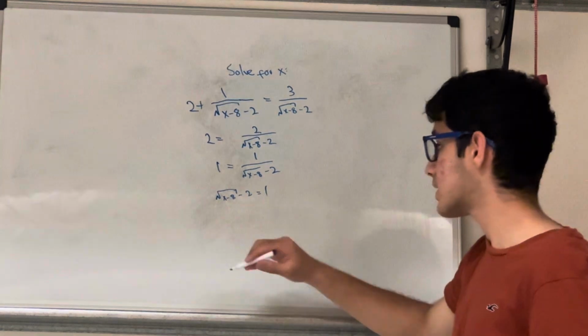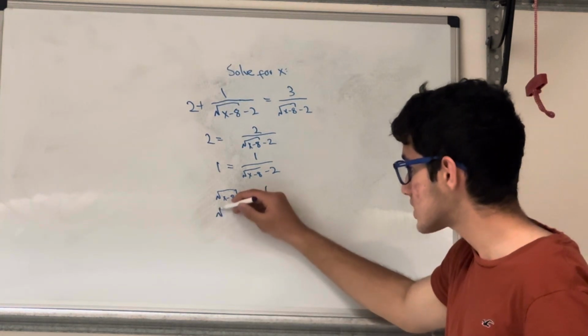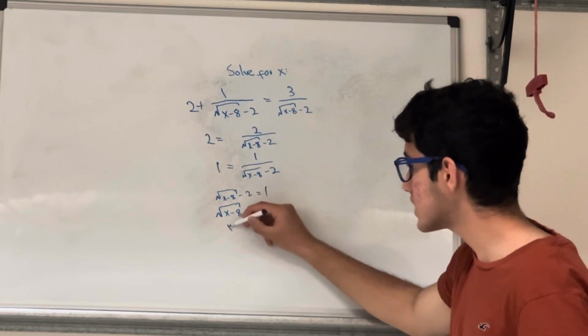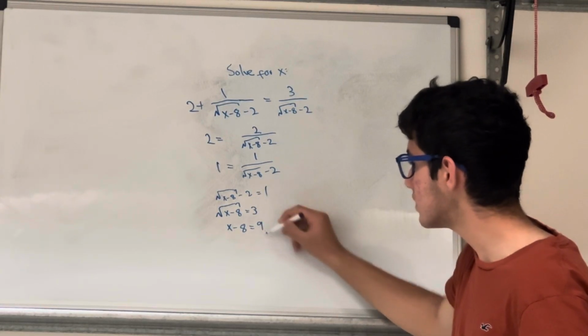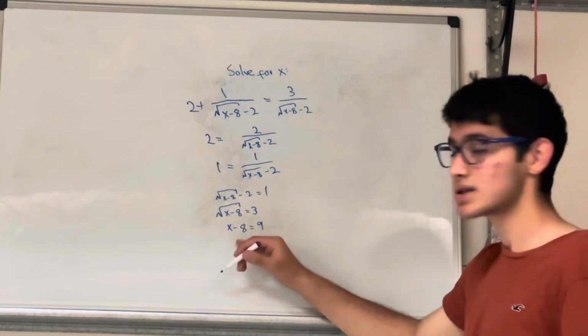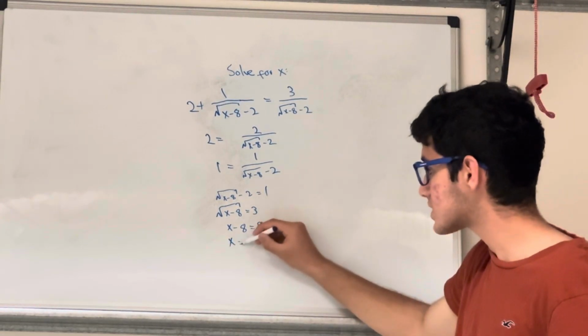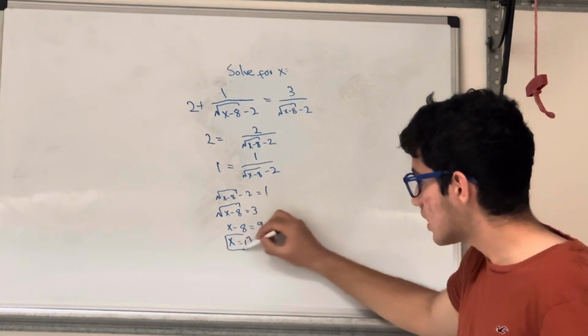We want to keep on isolating x, so now we're going to add 2 to both sides. That's going to give us the square root of x minus 8 equals 3. Now we're going to square both sides, which will give us x minus 8 equals 9. Now we're going to get just x. This should be very easy for you, hopefully. Add 8 to both sides, that will give us x equals 17. And with that, we're done.